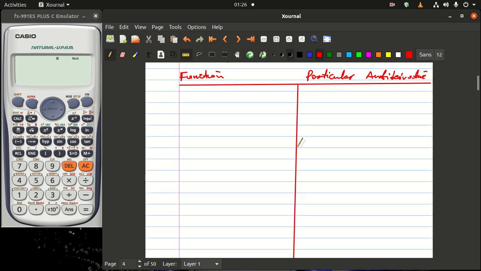So let's say I have a constant times some function f of x. To find the particular antiderivative of this, I keep the constant and I just find the antiderivative of this portion here. So I have the antiderivative of that. So we're done with that.